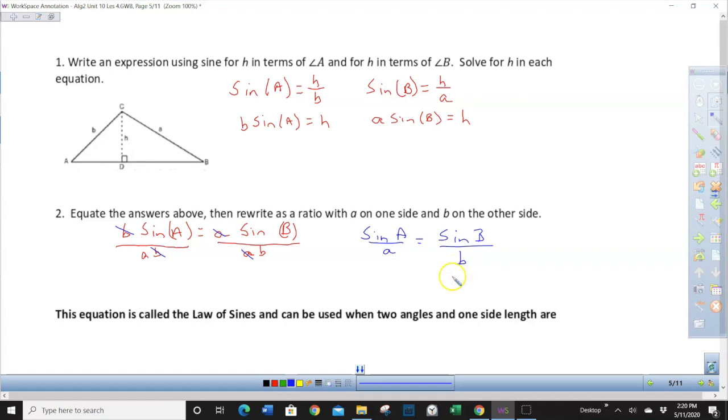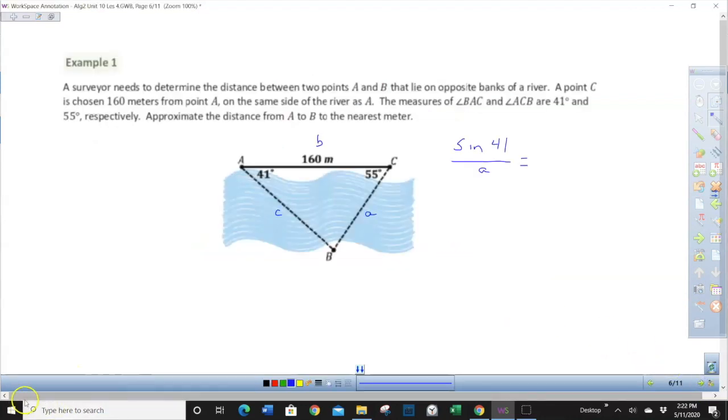This equation is called the law of sines and can be used when two angles and one side length are known. So we can also from here say that sine of C over C, all of those are going to be equal. So now that we know the law of sines, let's work a problem with it.